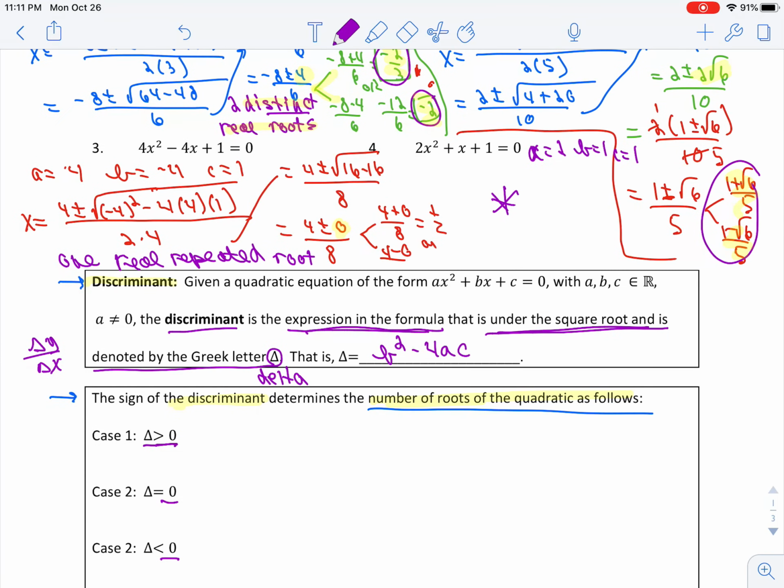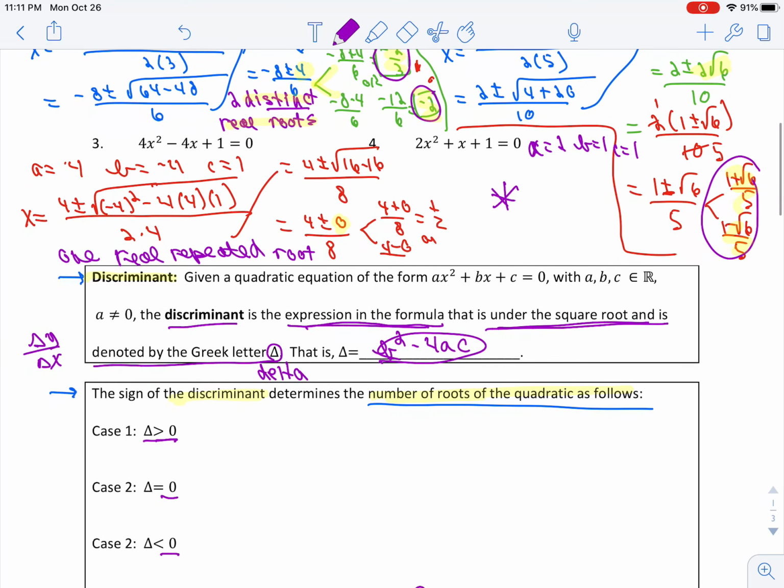So that's what's going to happen if the discriminant is greater than 0, just the b squared minus 4ac, the number under the square root sign. Then we're going to say that this has two distinct real roots. And when we talk about roots, we're also talking about the solutions to that equation.